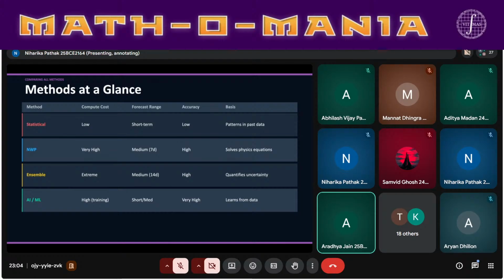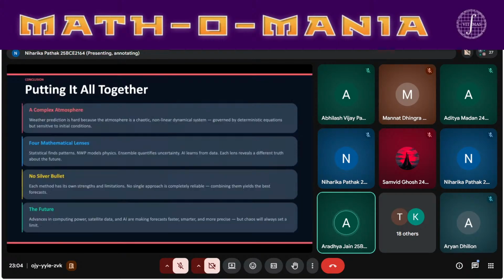Let me just conclude on what I just talked about. At first we learned that weather prediction is very hard and the atmosphere is very chaotic. So this could be very problematic. So we solved them using four methods, the first one as we talked about earlier. Each method gives us a different truth about the future, so each method has different outcomes and different advantages.